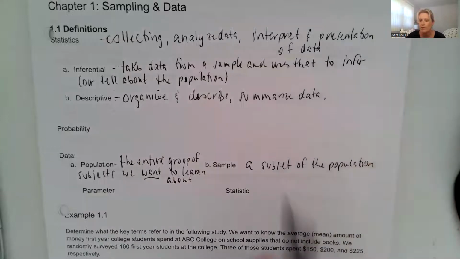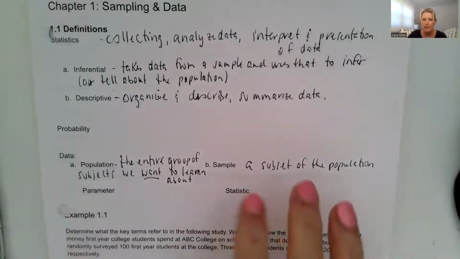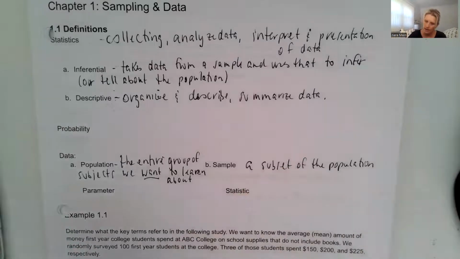So if I were to say I wanted to learn the number of siblings of every student at Glen Oaks Community College, it would be hard for me to do that and unrealistic. So I would get a sample of the students at Glen Oaks Community College, and I would ask them the number of siblings that they have.